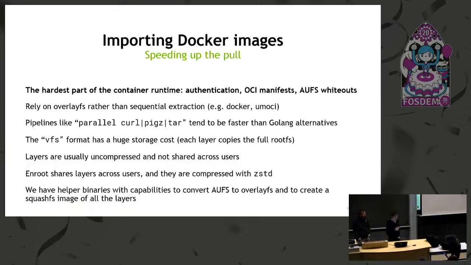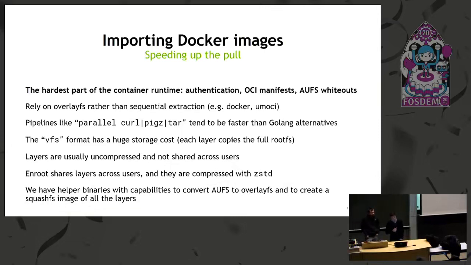Also, we found out that just using plain bash, like a parallel curl pipeline, tends to be much faster than Golang because some of the packages are not really optimized. And we weren't really fond of the VFS format, for example, that Podman or Docker have, because it's huge on disk space.